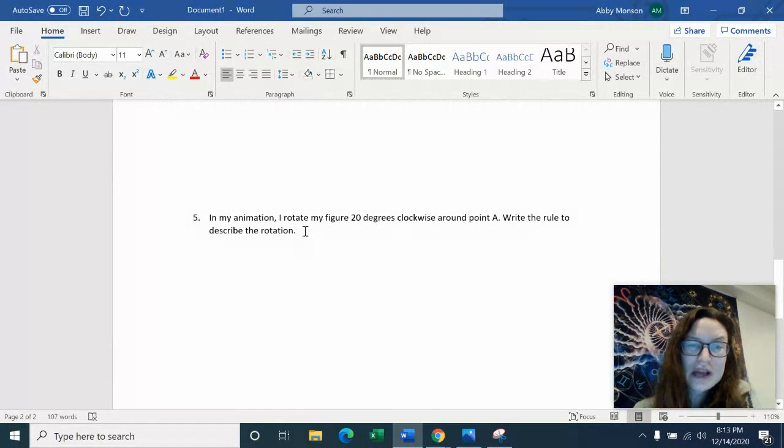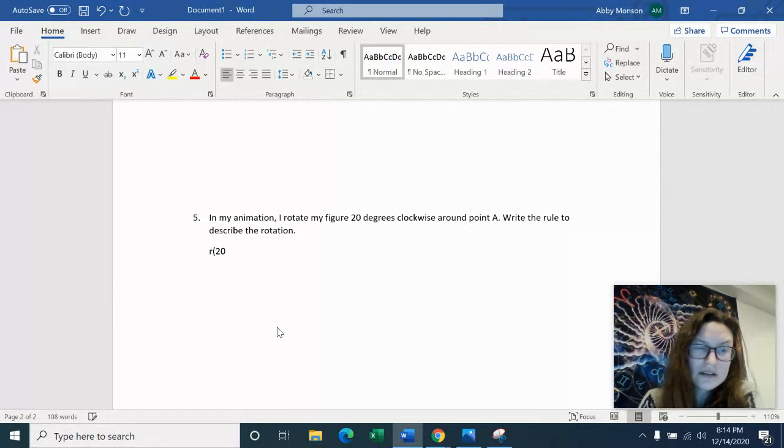In my animation, I rotate my figure 20 degrees clockwise around point A. Write the rule to describe the rotation. So everything is right there. It says we're doing a rotation, so I write my little r. Open parentheses, oops, don't let it autocorrect you. Then inside my parentheses, 20 degrees clockwise.